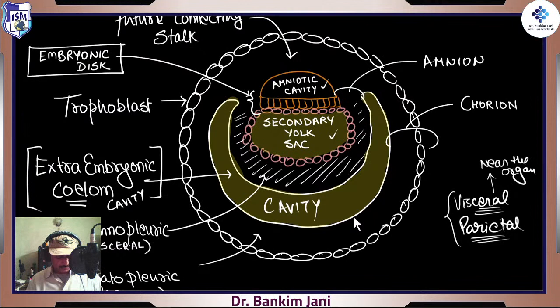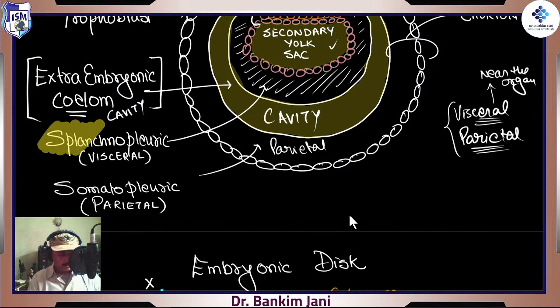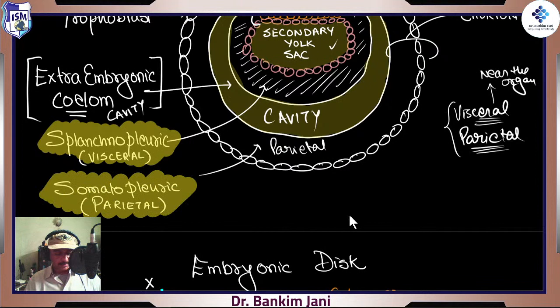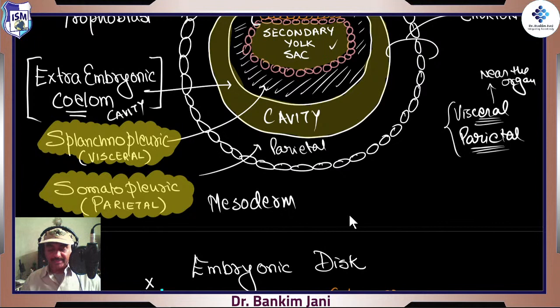This is parietal. This is called somatopleuric. So you need to remember this: splanchnopleuric, which is visceral, and somatopleuric, that is parietal. These are nothing but mesoderm cells. But now we have a clear name for both of them. We know where they are.